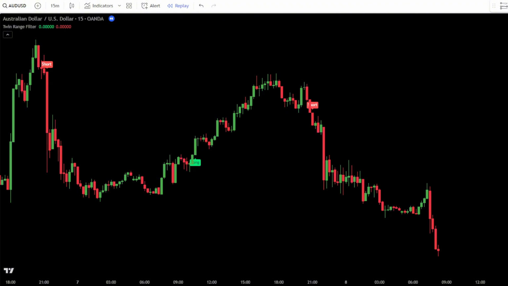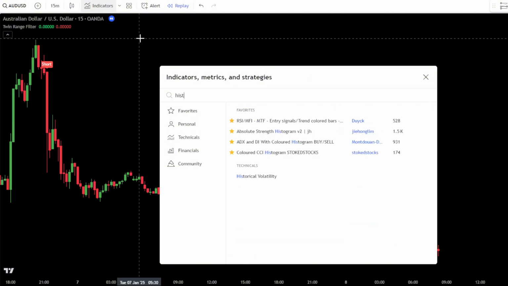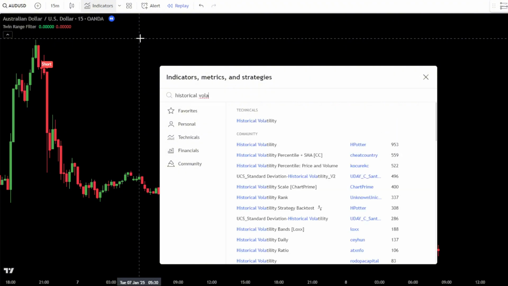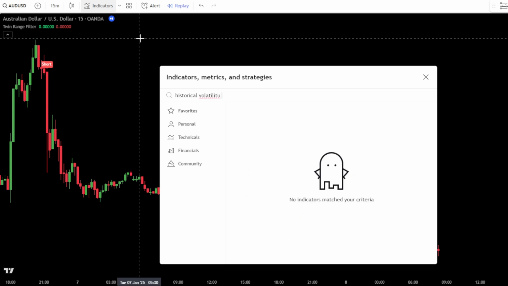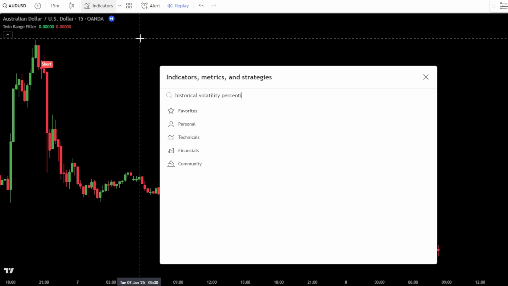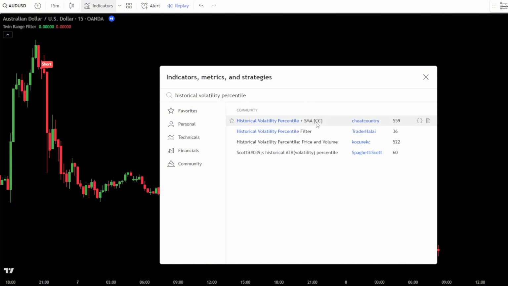To minimize the risk of false signals from the first indicator, you can add a second indicator to act as a signal filter in the market. Go to the Indicator Search tab and type Historical Volatility Percentile SMA. Then, select Historical Volatility Percentile SMA by chartcountry.